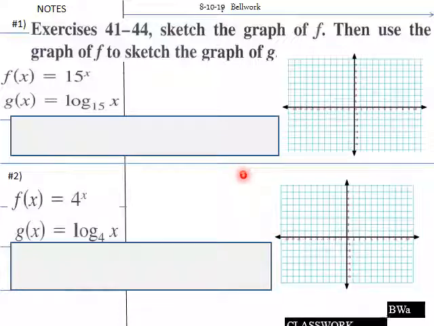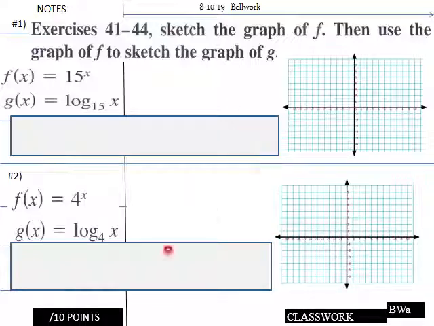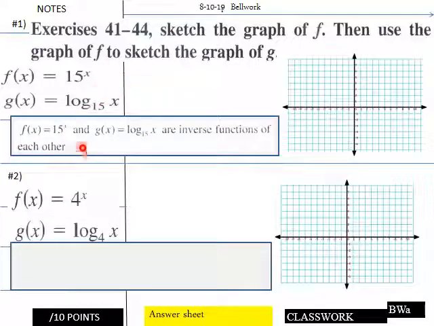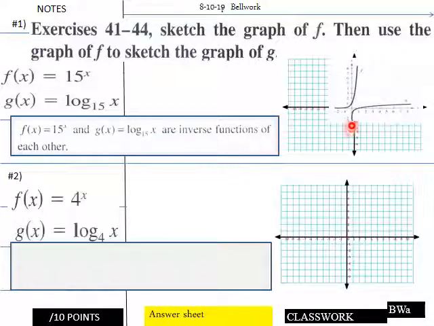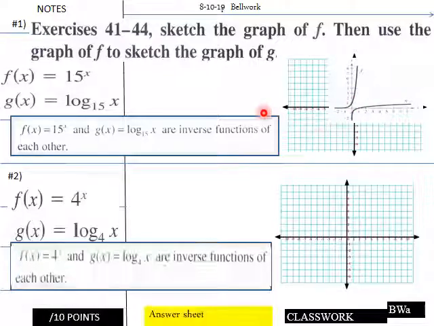Okay, welcome back for solutions for today's bell work. 10 points for this. And then for our first bell work, f of x equals 15 to the x, and g of x equals log base 15 of x, are inverses of each other. So the functions would look like this here. Your log function will do this, and then here is your exponential. They are reflections of each other in the y equals x line that's drawn through the origin.